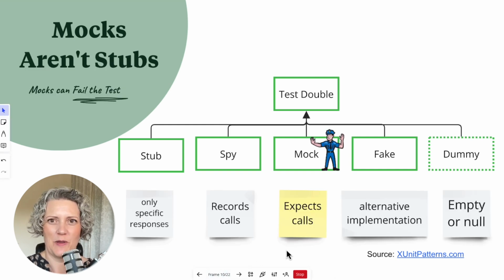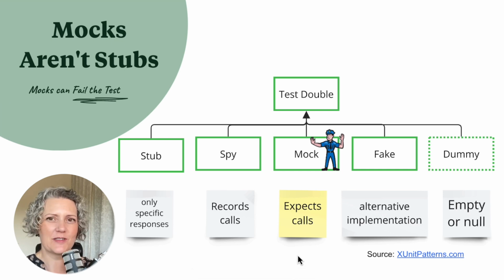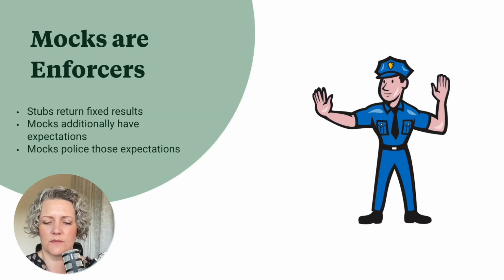Now, just to fit in a little bit more information about each type there, the mock is the one that expects calls. Mocks aren't stubs. Mocks can fail the test if their expectations aren't met. So that's the picture of the policeman there saying stop. But people often confuse it with a stub, which is a kind of test double that just produces specific responses and is very stupid. Mocks are enforcers. They sometimes also need to return fixed results, like a stub would, but you set up expectations on them about the calls that they should get, and then they police those expectations.